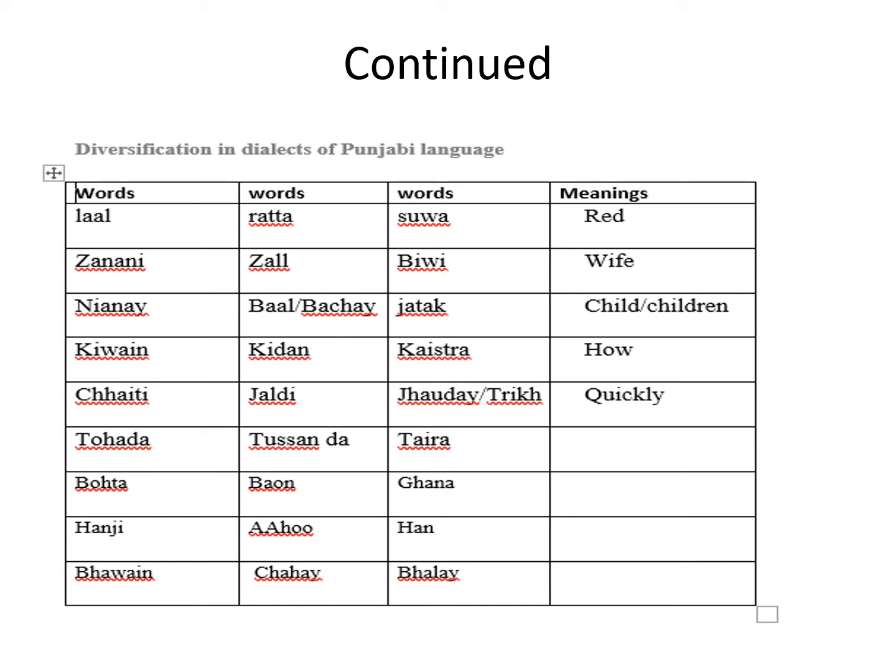The next word is bota, or ghana, too much. The next word is hanji, aho, ha. Hanji, aho, ha. Yes. In English, we will say yes. The next word is bawe, chahiye, or bhale. Whether you want to go or do not want to go, sorry, bhale tusi jana chaho ya na chaho, bhave, or whether.